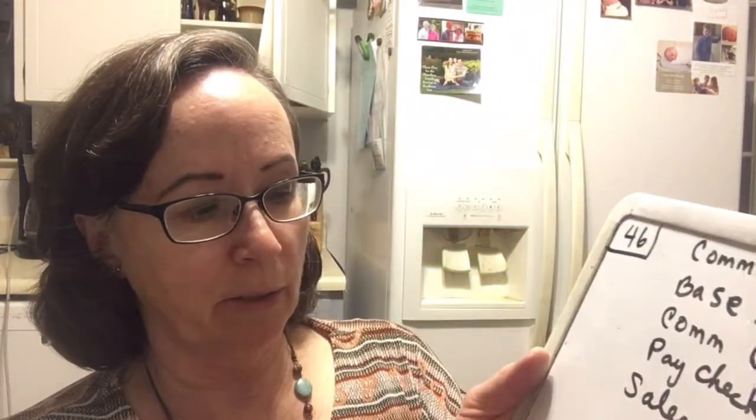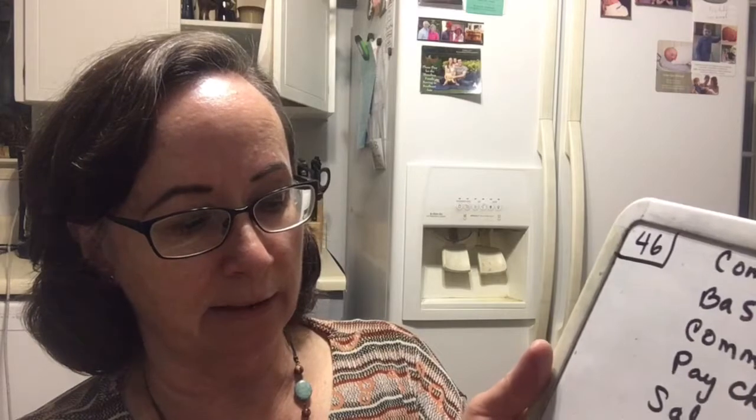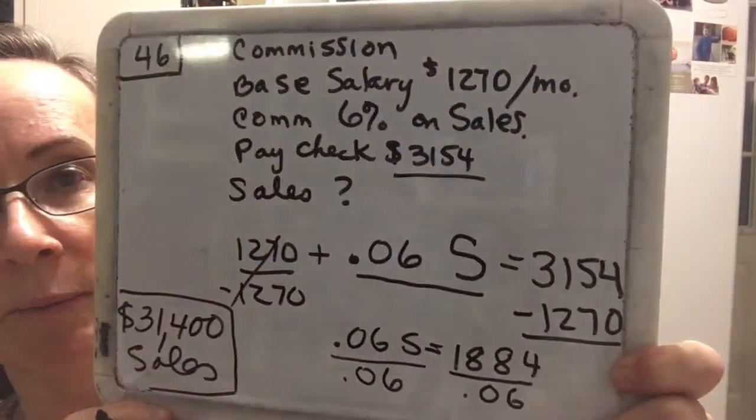So I'm going to take 3154, take away 1270 and make sure I got that right. And I did. And now I'm going to divide that by 0.06 and I wind up with $31,400. So $31,400 should have been the amount of his sales. Okay, so that should be what we have.